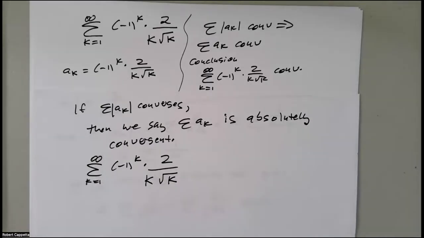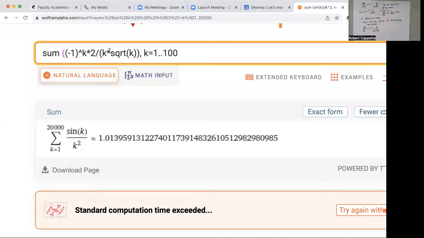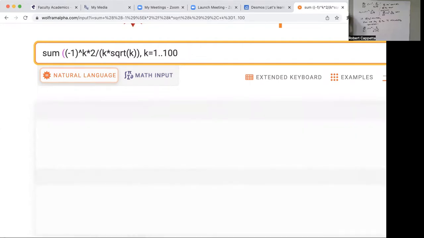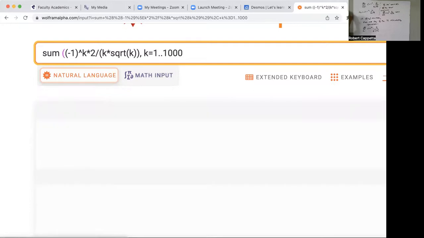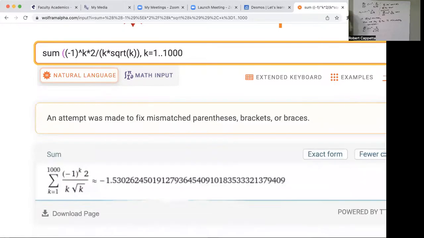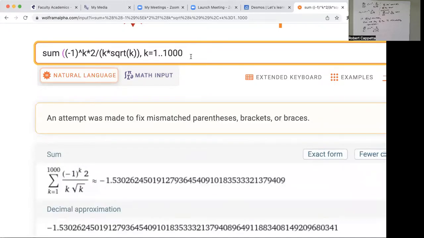So we go ahead and pull up Wolfram Alpha. So we have sum of -1 over k times 2 over k times the square root of k as k goes from 1 to 100. Let's see what we get from 1 to 100. Apparently I had some kind of a typo there. Maybe I'm missing a parentheses. So -1.529. How about 1 to 1,000? -1.53.